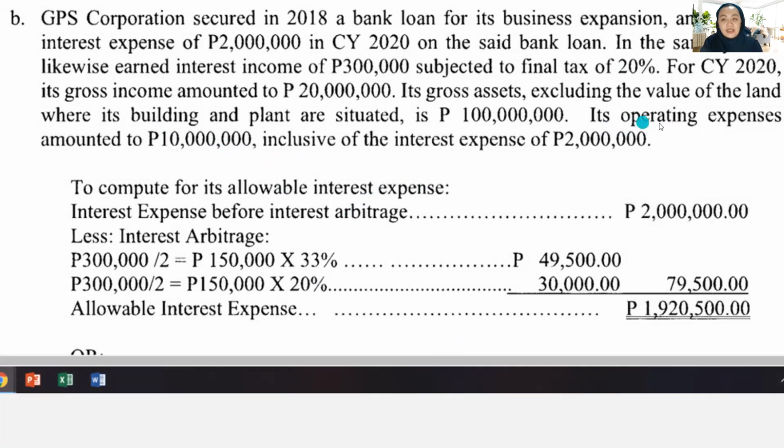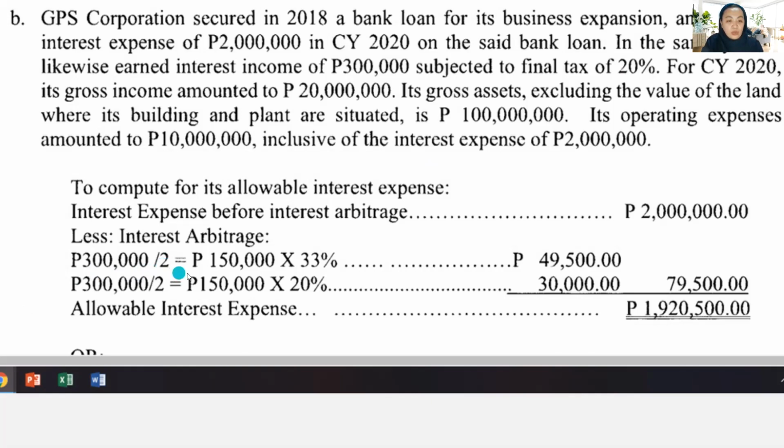So anyways, its operating expenses amounted to 10 million inclusive of interest expense of 2 million. So to compute its allowable interest expense, ayun, medyo complicated to class kasi doon siya nagsimula sa 2020 calendar year. So you have to divide 2020 into the old rate and the new rate. Okay, so to compute for its allowable interest expense, given yung 2 million as interest expense before the arbitrage, less interest arbitrage. So for the first half, naka-earn siya ng 300,000 subject to final tax of 20%.